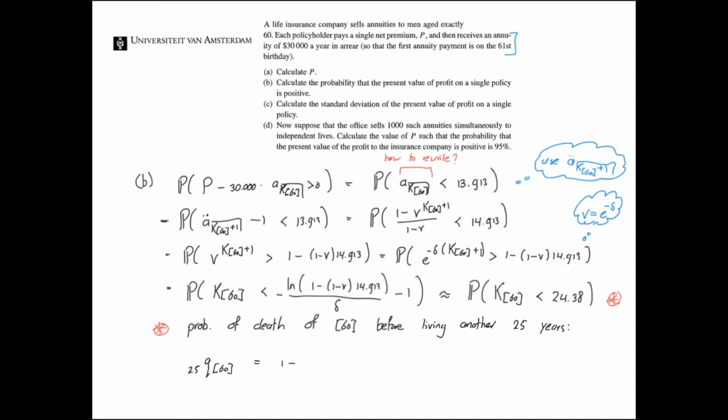And we can rewrite this as 1 minus the survival probability. And using the standard assumptions of this chapter of the standard select survival model, we can compute this, and it gives us 0.36641. And now we finally computed the probability of profit.